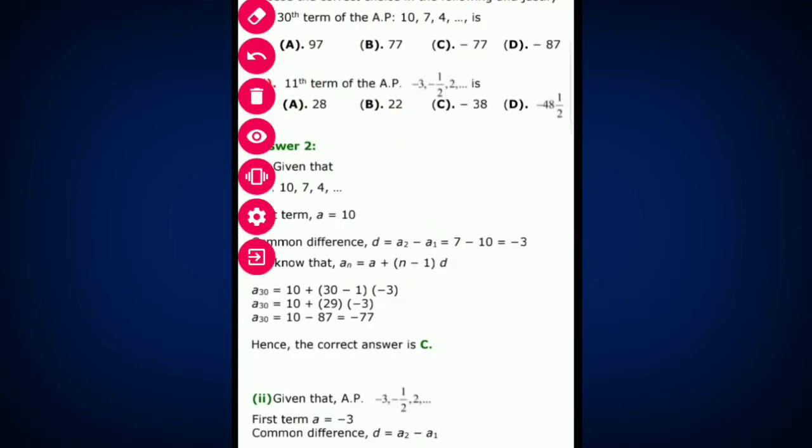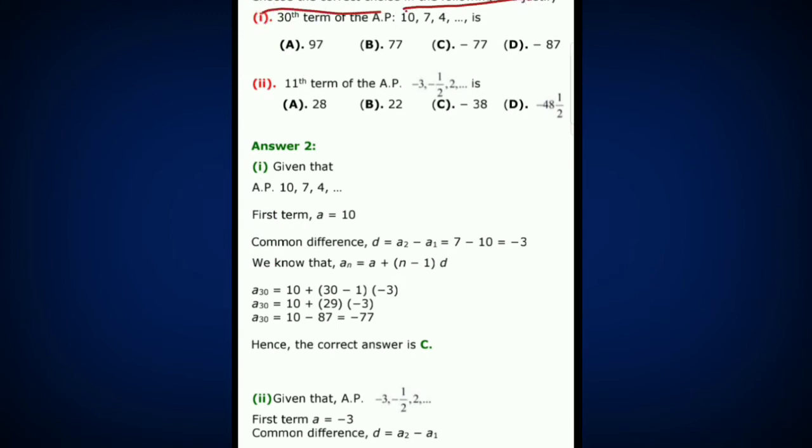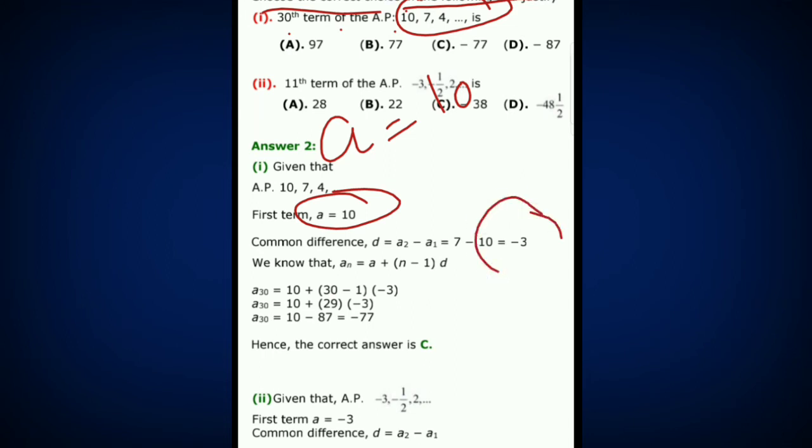What is written here, students? Look here very properly. The second question is written here: choose the correct choice in the following and justify. The 30th term of the AP is. The question is asking what the 30th term is. Okay, tell me what the first term is. That is 10. That is also written here. The difference you will find by the second term minus the first term, that is 7 minus 10, which is minus 3. Okay. The 30th term you have to find out.